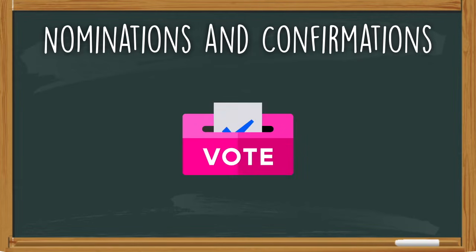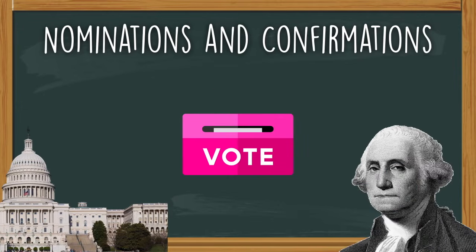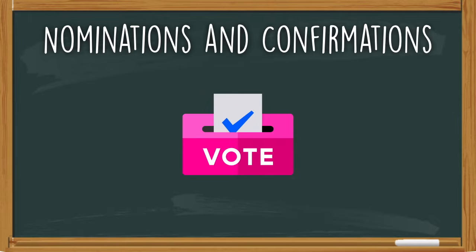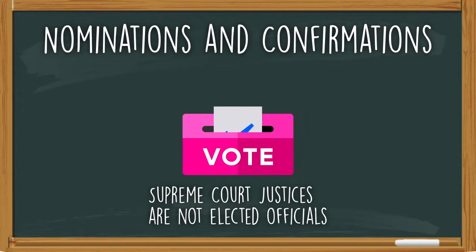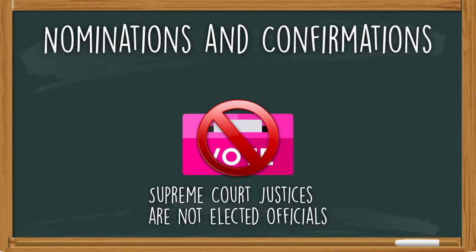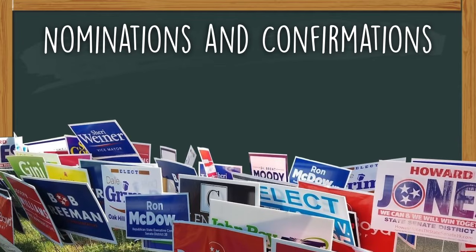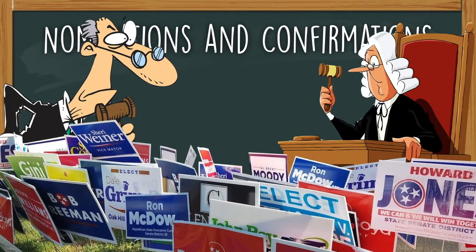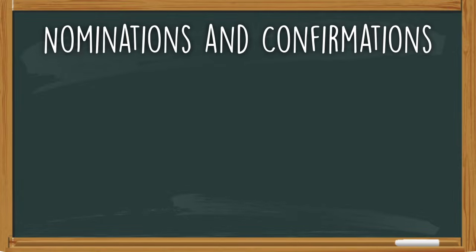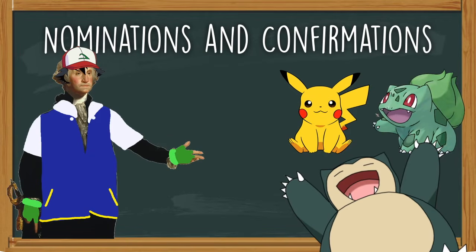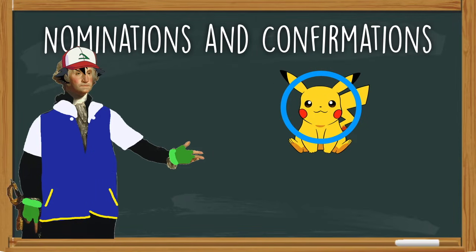We have a representative democracy in America, and this means the people vote for representatives in our government, people like the president and the lawmakers. But we do not vote for Supreme Court justices. They are not elected officials. This is why we don't see Supreme Court justices campaigning and putting signs all over the place trying to get us to elect them. Supreme Court justices are nominated by the president and confirmed by a majority vote in the Senate. This narrows it down quite a bit because the president has to know you or know of you and think you would be a great choice to be the next Supreme Court justice.